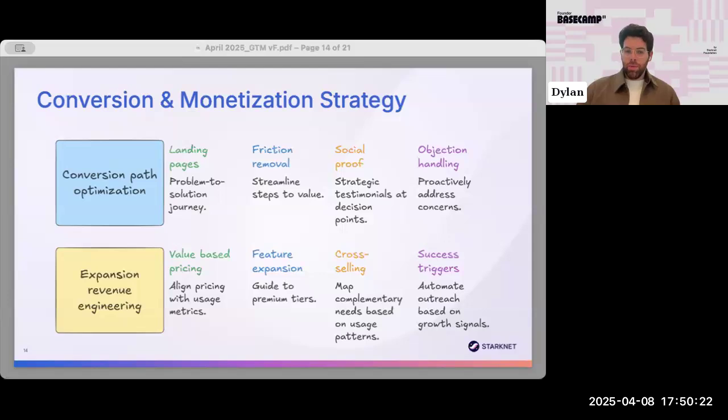Also, when you want to expand your customer base and expand what your customers are actually providing in terms of revenue, think about how to align your pricing with actual usage metrics that go alongside your customer. Create natural paths to more premium features, and then also map complementary needs based on usage patterns, and find ways to automate your outreach based on certain signals associated with customer growth. Both of these elements should work together, and you want to make it easy to start while creating natural expansion opportunities as users drive more value.